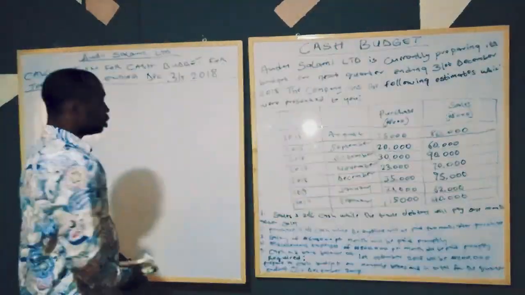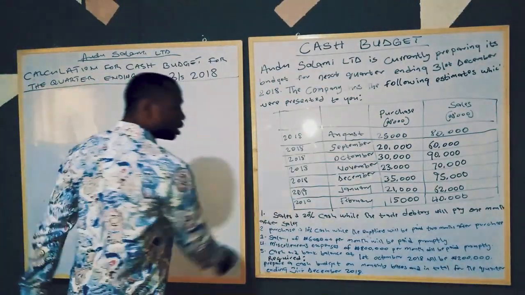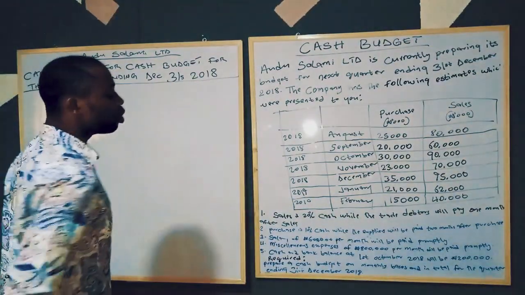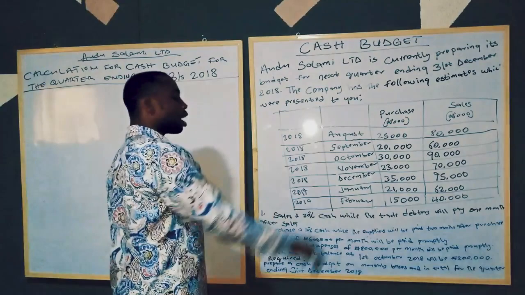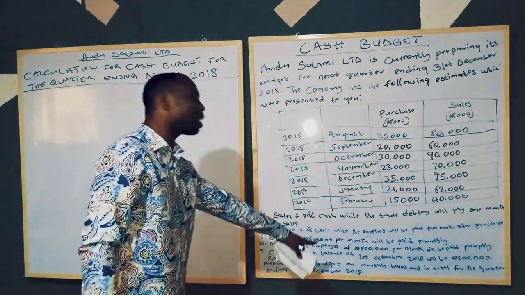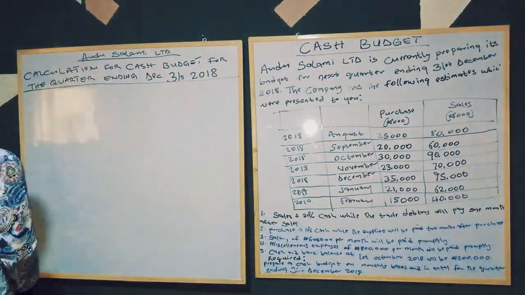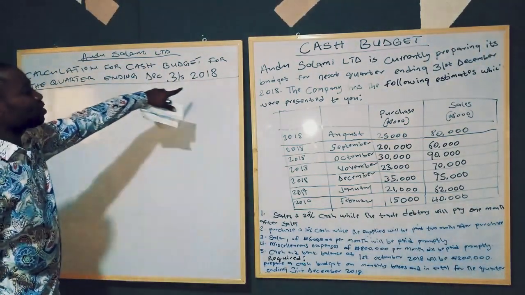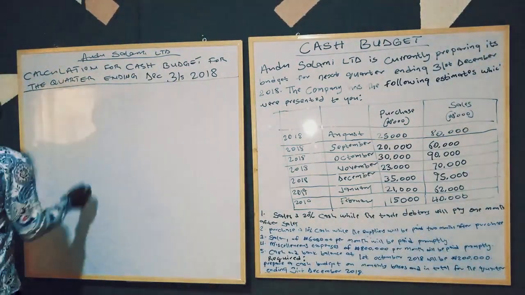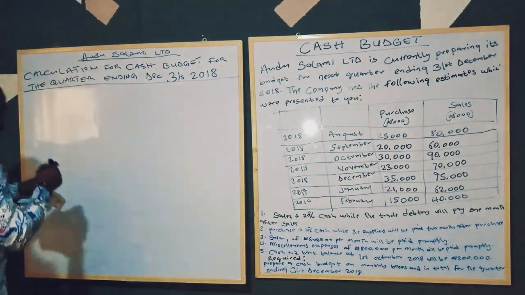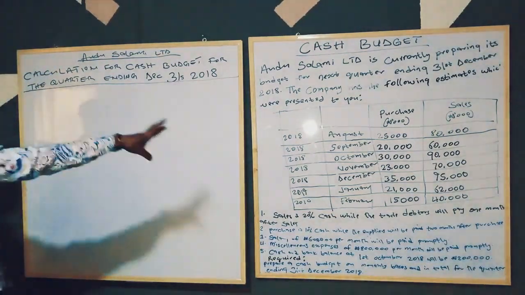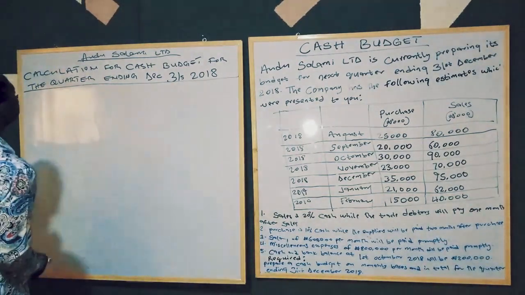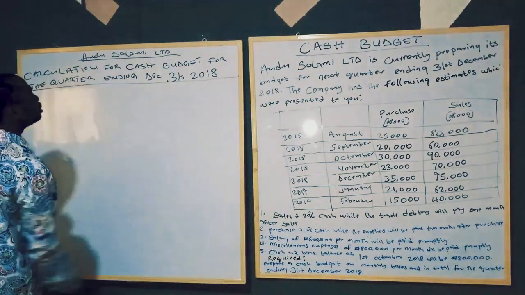From this question, they asked us to prepare a cash budget on monthly basis and in total for the quarter ending 31st December 2018. So we say calculation for cash budget for the quarter ending December 31st 2018. And like I said before, when they say quarter ending, that means the last 3 months of the year, which is October, November and December. So then they say we calculate in total too.